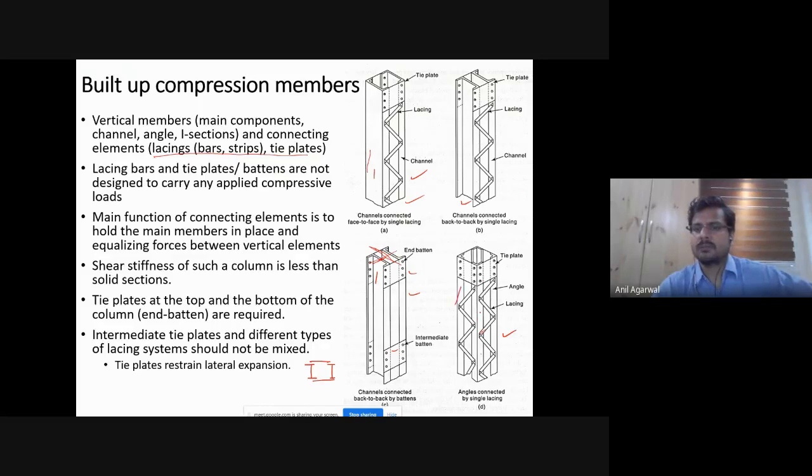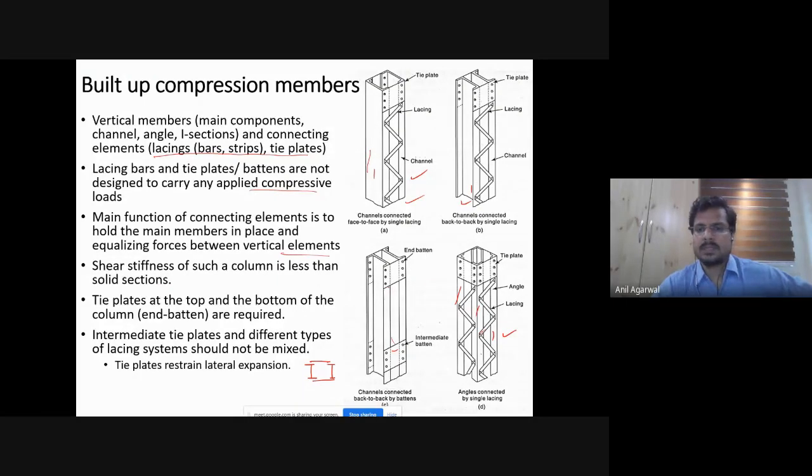So only the members that are vertical, so here these 4 angles, here these 2 channels, and so on, are supposed to carry the entire load. And lacings and tie plates and battens are all there only to hold the members together. That is the design philosophy. They are only there to hold the members together, and sometimes if the load is applied slightly eccentrically, to distribute that equally between the vertical elements.